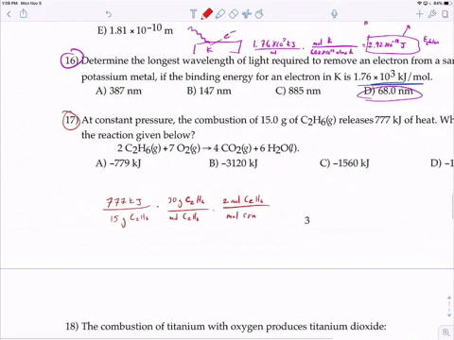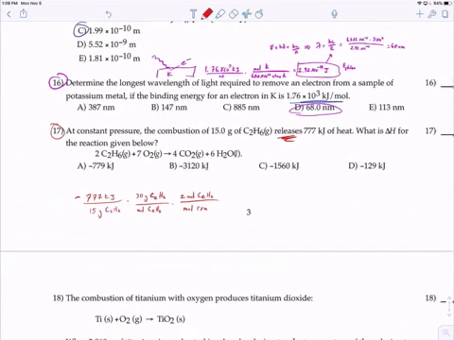So if 15 grams releases this much, we've got to figure out how it is in moles. So we multiply it by 2, essentially. And then we multiply it by 2 again because there's 2 moles of ethane per reaction. And not only that, it's a negative direction. This releases means the negative. So it's just 777 times 4 for this. So whatever that is, it's B.